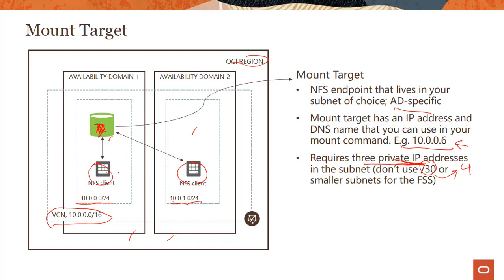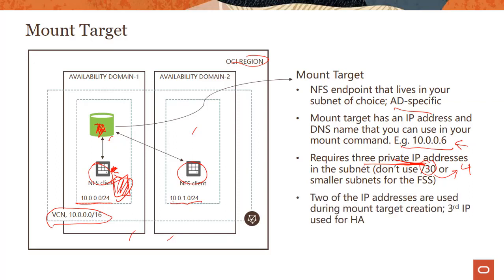If you have this kind of a scenario where you have a mount target and also an NFS client instance, and you have one more instance here, you will run out of IP address space because your subnet is too small. So don't use subnets which are /30 or smaller. And you might ask, why do we require three private IP addresses? Two of the IP addresses are used during the mount target creation, and the third IP is used for high availability. And we'll talk about how your TCP connections have to survive reboots, or if the mount target has a failure. This is highly available, right?